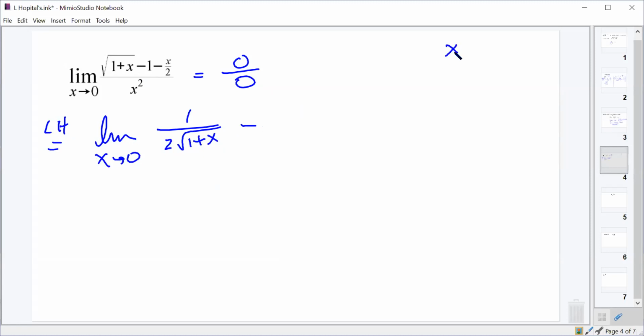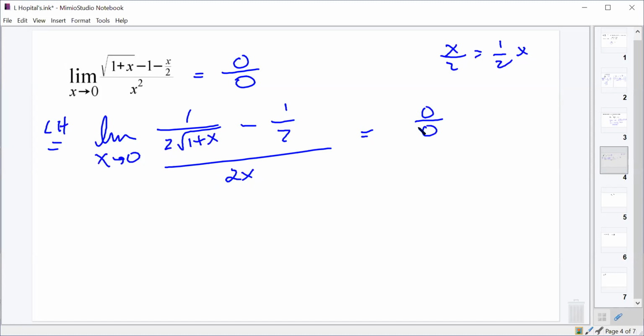What is x over 2? X over 2 is just 1/2 x, isn't it? So the derivative of 1/2 x is just 1/2. And then all over what in the denominator? 2x. So plug in your 0 over 0. What do you get? 0 over 0. We had 0 over 0. So what should we do?